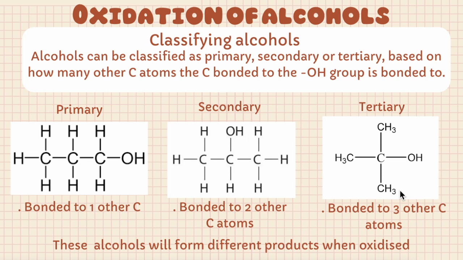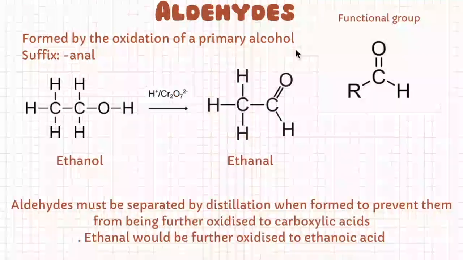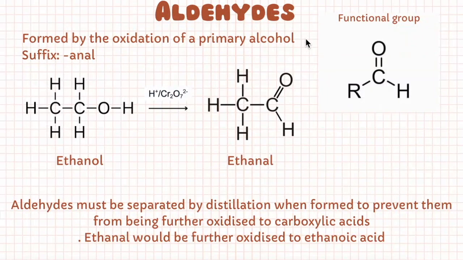Now, why does this matter? This is important because these alcohols form different products when they're oxidized. So one new functional group this year is aldehydes. These have the functional group COH. They've got the double bond to the O and then an H on the end here. And these are formed by the oxidation of a primary alcohol.